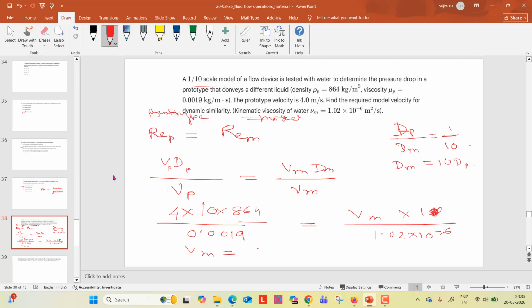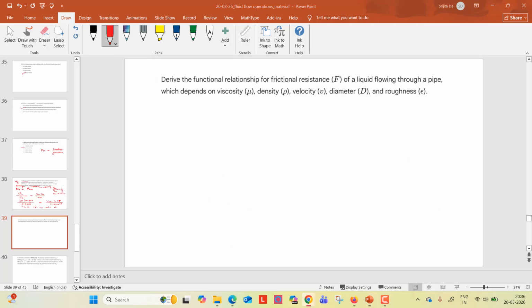So the thing is, prototype, I am saying it is the laboratory scale, and model means I talked about the industry scale. You have to understand this, okay? So Vm is now coming as 18.55 meter per second. Okay, answer. Next question. If this ratio you have written it wrong, then the result will come wrong.